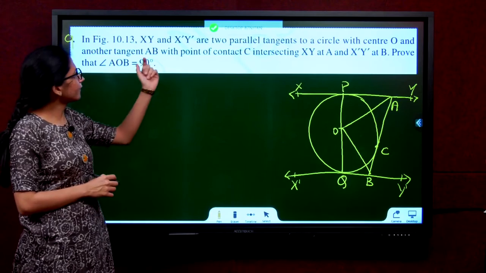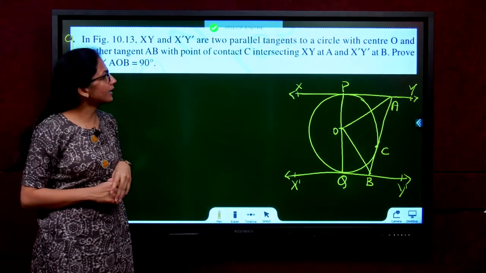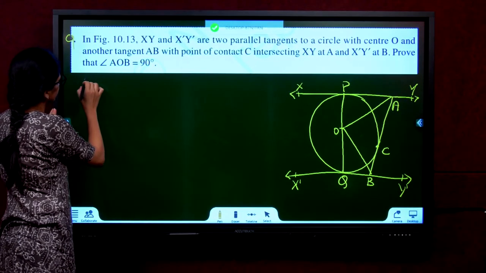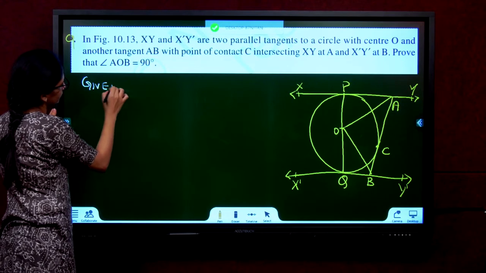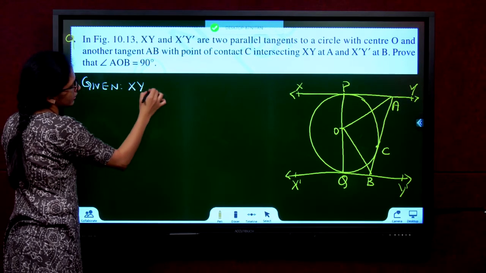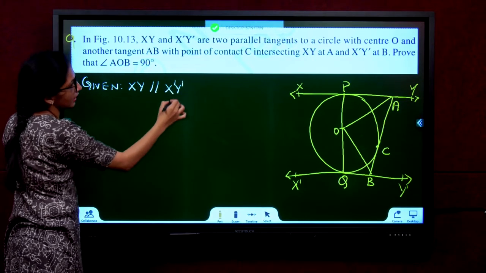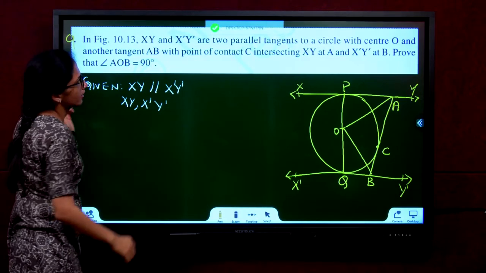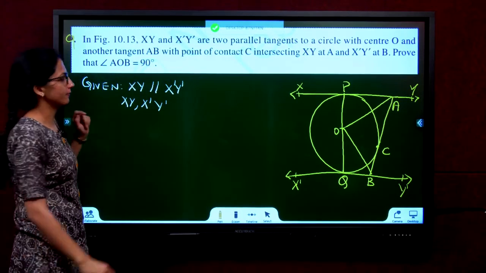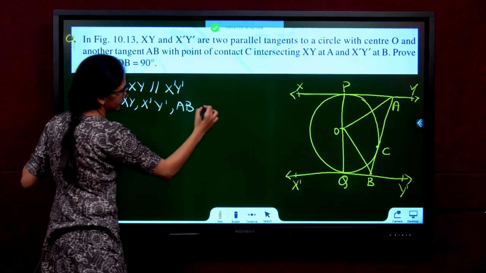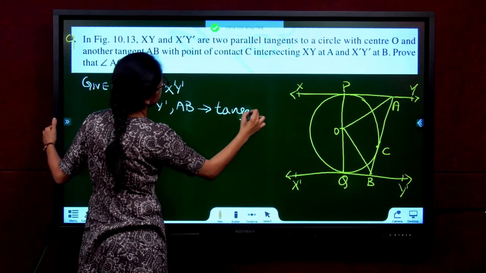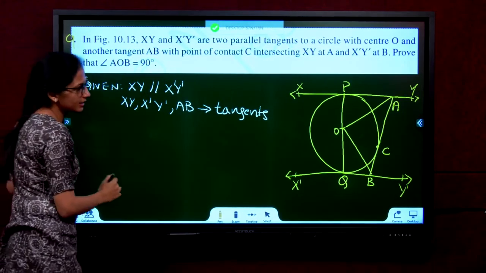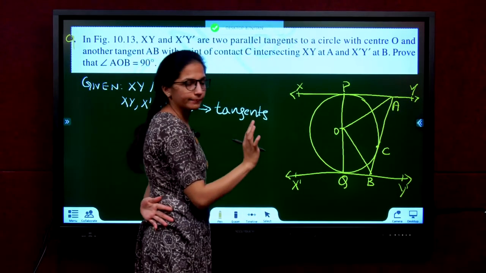Question 9. In the figure, XY and X dash Y dash are two parallel tangents to a circle with center O. So what have they given in this question? XY is parallel to X dash Y dash. XY and X dash Y dash are tangents, and another tangent AB. So all these are tangents. Prove that angle AOB is 90. You have to prove this angle is 90.